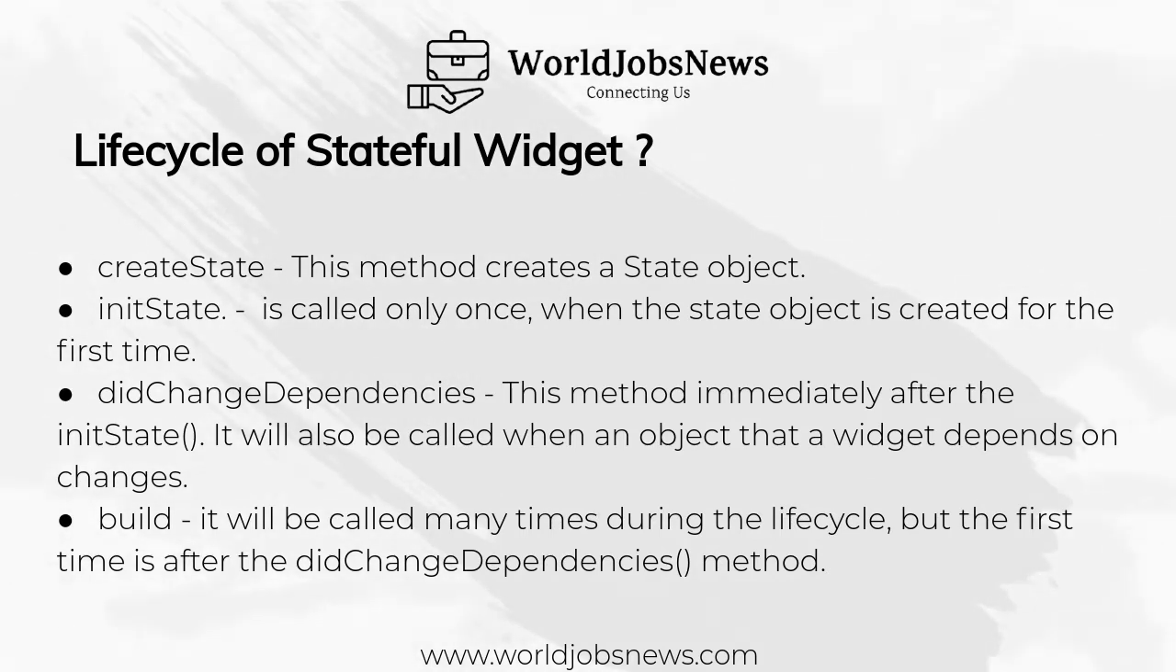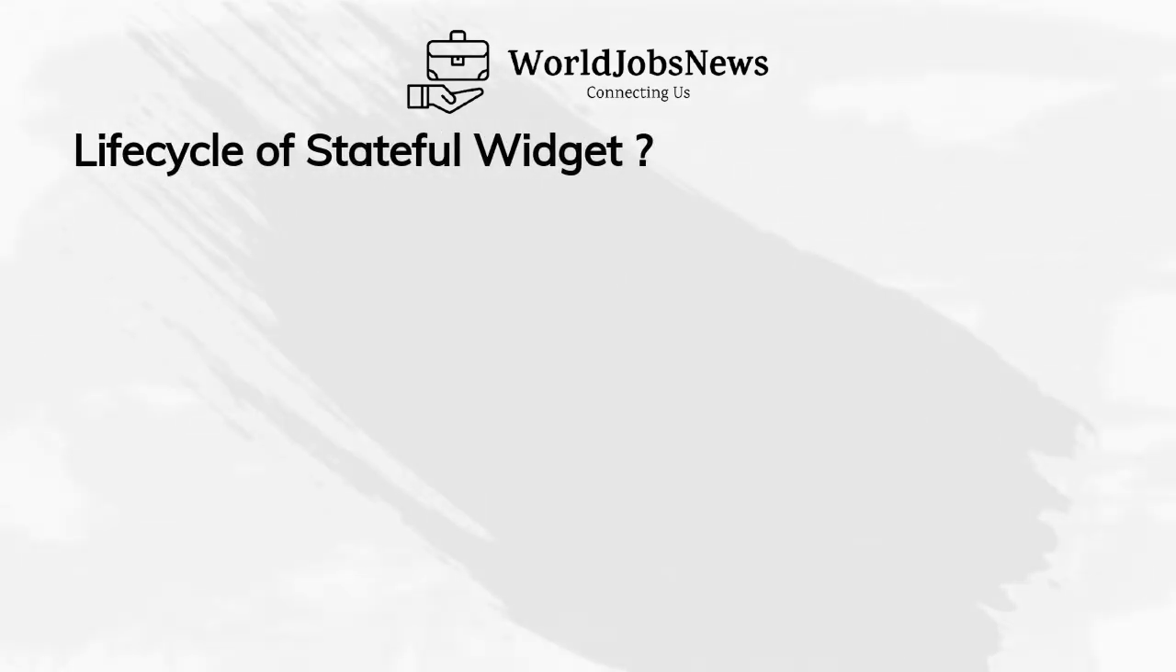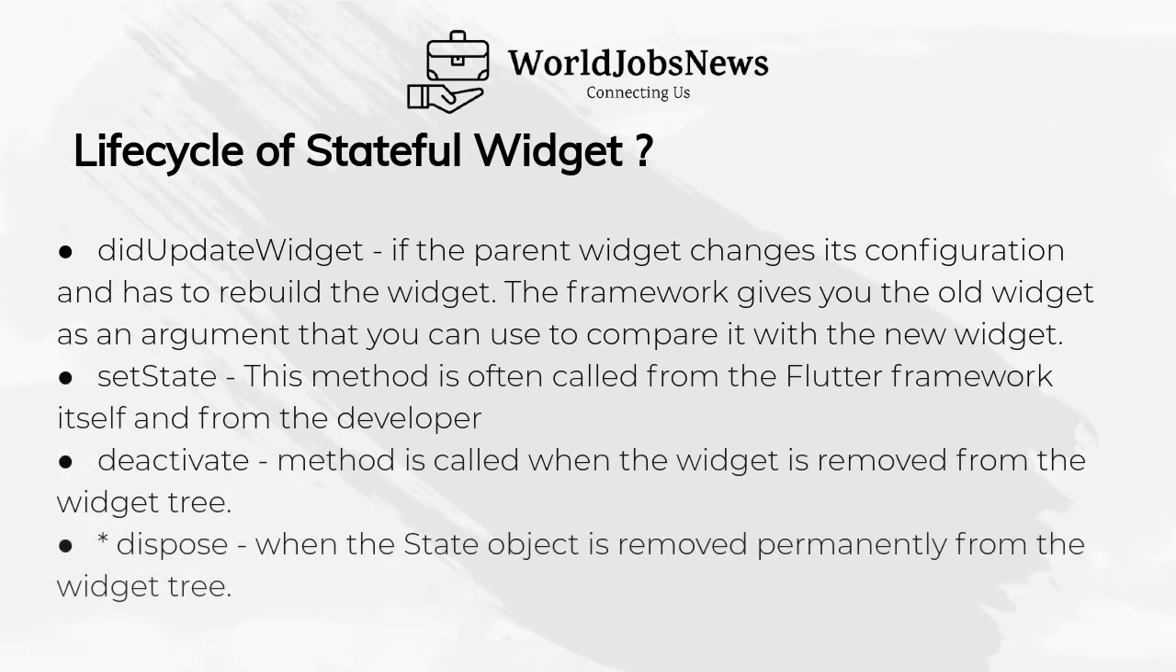Build. It will be called many times during the life cycle, but the first time is after the did change dependencies method. Did update widget. If the parent widget changes its configuration and has to rebuild the widget, the framework gives you the old widget as an argument that you can use to compare it with the new widget. Set state. This method is often called from the Flutter framework itself and from the developer.